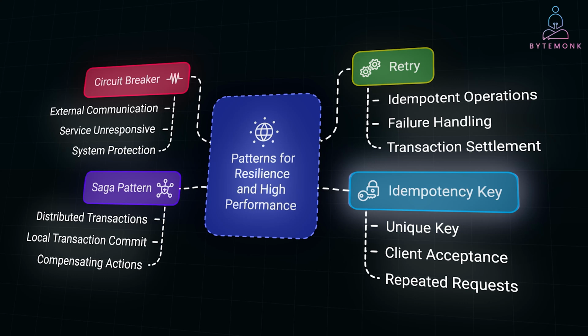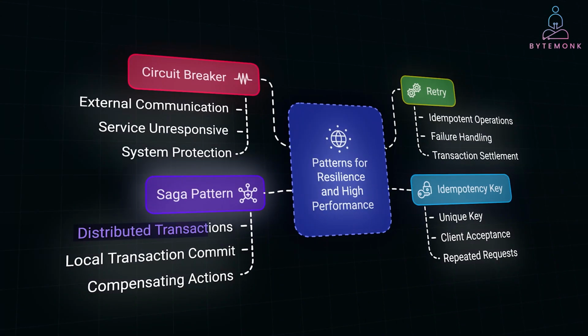The payment service accepts a unique idempotency key from the client, ensuring that repeated requests with the same key don't trigger multiple transactions. And for distributed transactions across multiple services such as payment service, account service, or fraud detection service, a Saga pattern can be used to ensure eventual consistency. Each service commits its local transaction and compensating actions are triggered if a failure occurs in any part of the chain. For example, refund in case the payment fails.